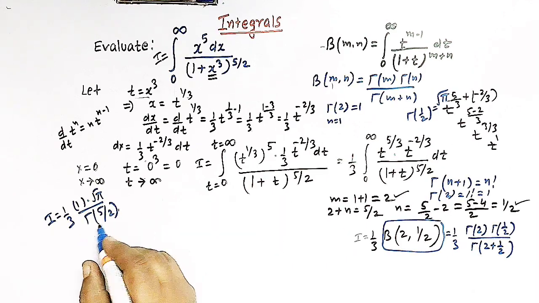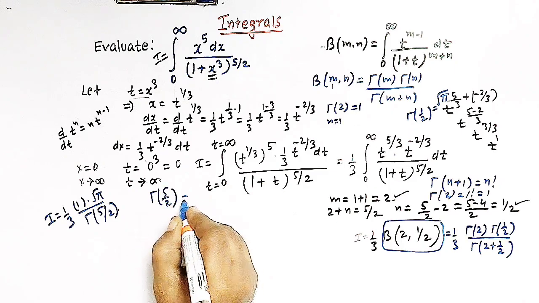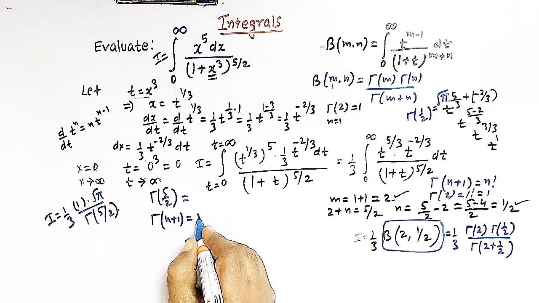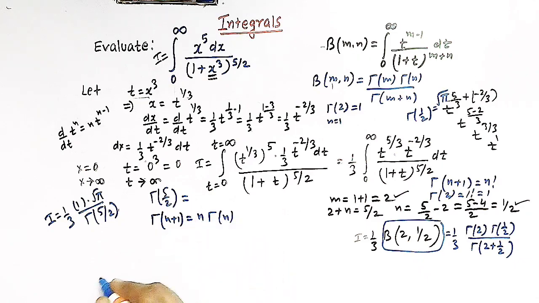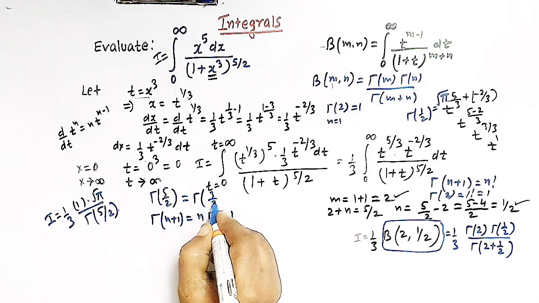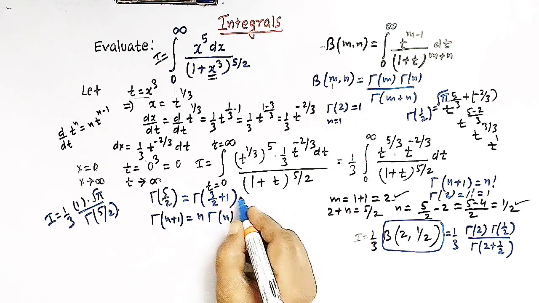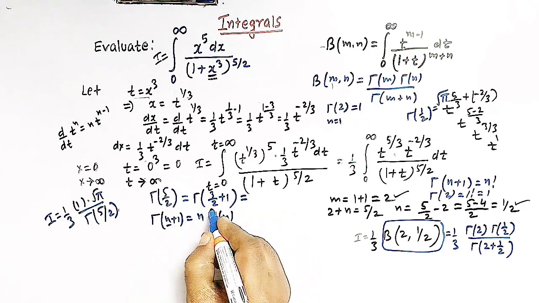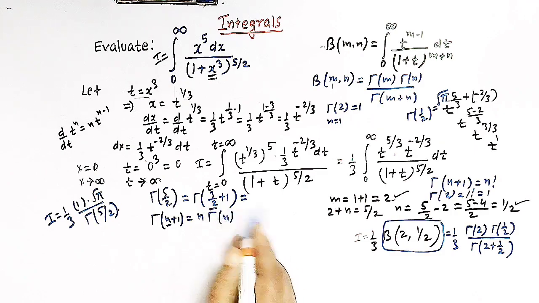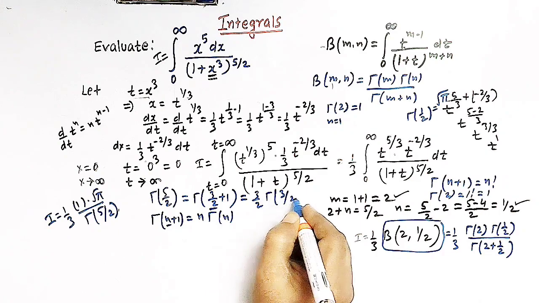So now let us write the value of gamma of 5 over 2 with the help of this relation, that is gamma n plus 1 is n times gamma n. So here gamma 5 over 2 can be written as 3 by 2 plus 1. We can split 5 over 2 as 3 by 2 plus 1. So now our n is 3 by 2. So taking n is equal to 3 by 2, in this relation we have 3 by 2 gamma 3 by 2.